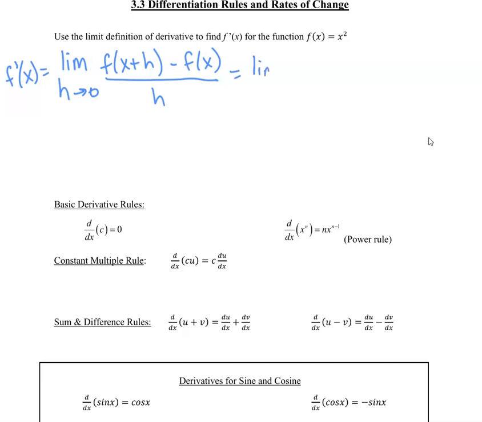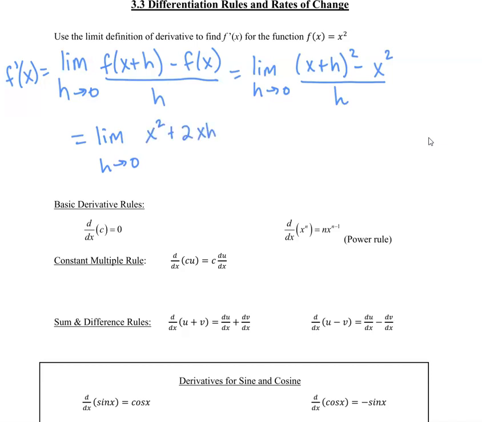So that became the limit as h approaches 0 of x plus h squared minus x squared all over h. And then that became the limit as h approaches 0 of x squared plus 2xh, if I distribute that power, plus h squared minus x squared all over h. And then the x squareds zero out, and the terms that remain all contain an h, as we would expect.